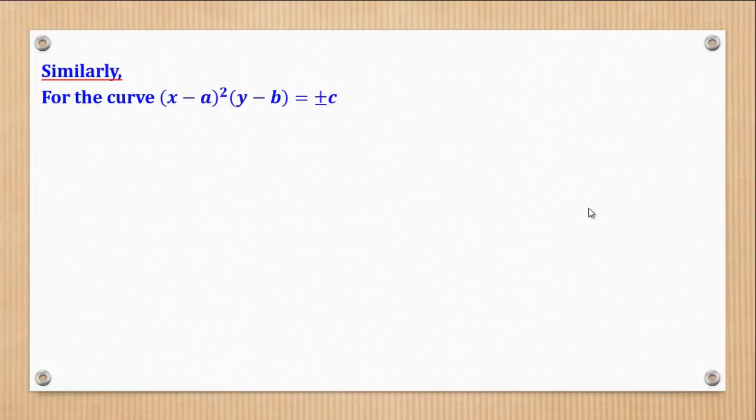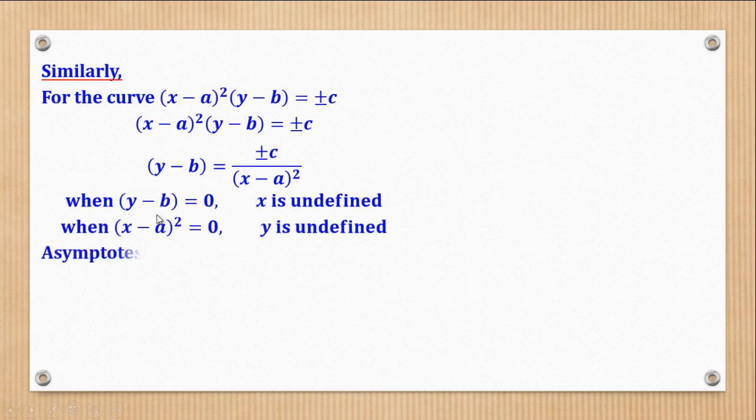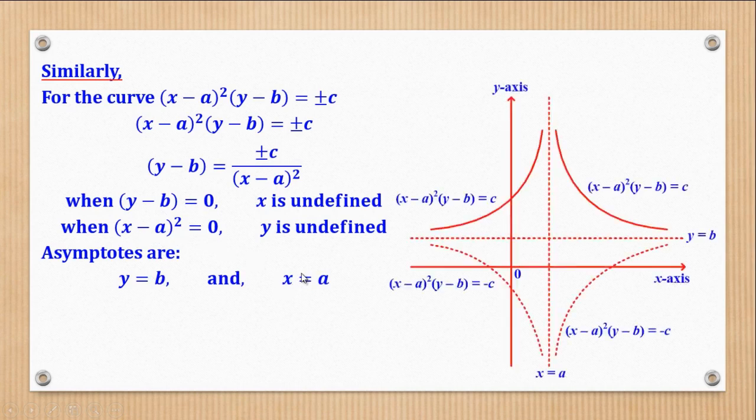Now similarly, they can also put constants here, and it becomes x minus a squared multiplied by y minus b equal to plus or minus c. So the first thing to do is to get the asymptotes. So when y minus b is equal to 0, x is undefined, and when x minus a is equal to 0, y is undefined. What does that mean? It means that the asymptotes are got from here. When y minus b is equal to 0, y is equal to b, and when x minus a is equal to 0, x is equal to a.